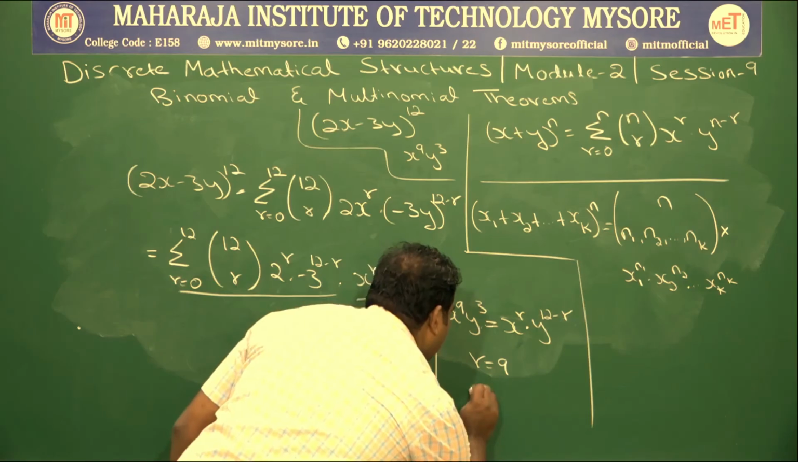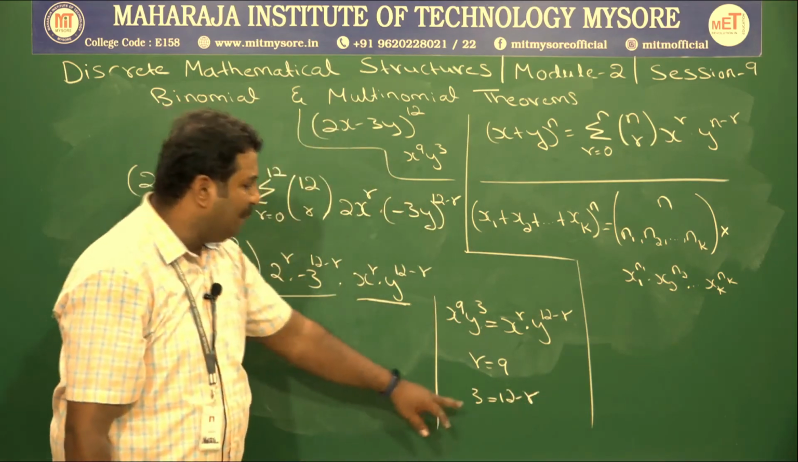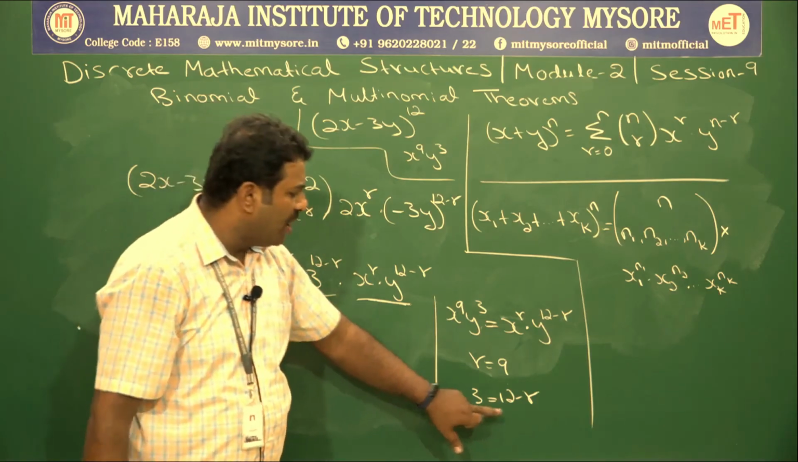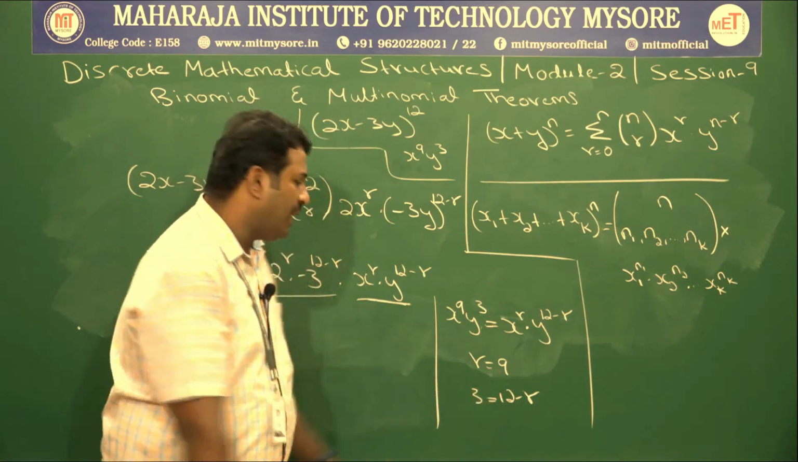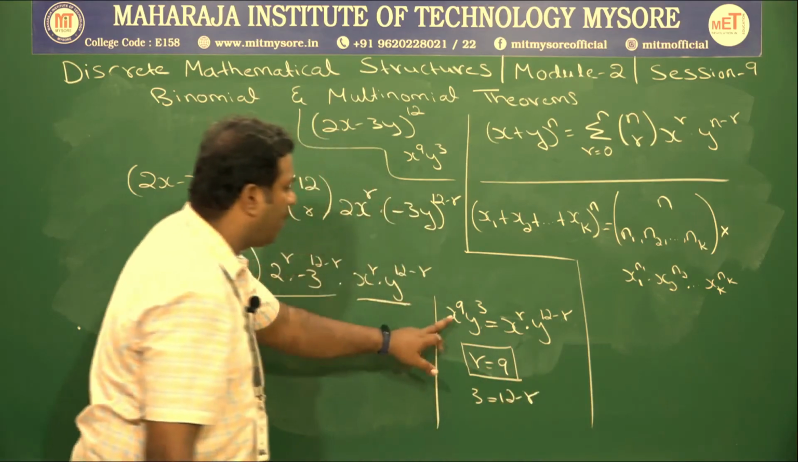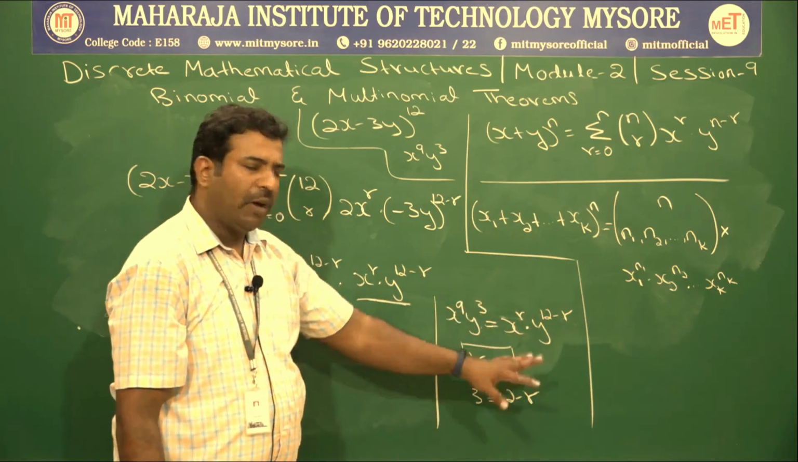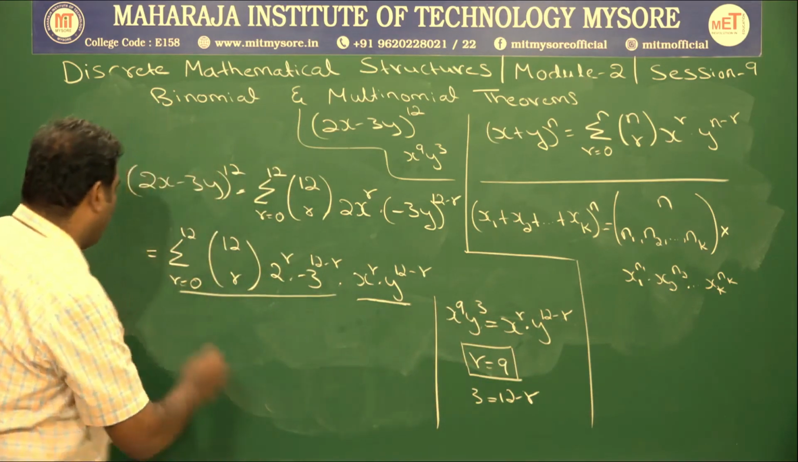I am going to have 3 equals 12 minus r, and you can simplify this and check it out. r will again come out as 9, hence r is going to be 9. You can use any way. I can use the power of x to find r, or I can use the power of y to find r. Any one way you can use. So now I know the value of r.